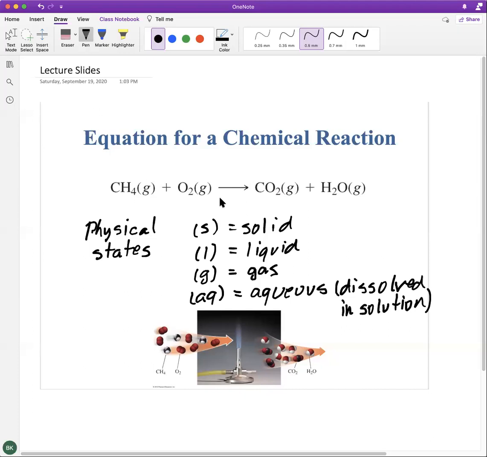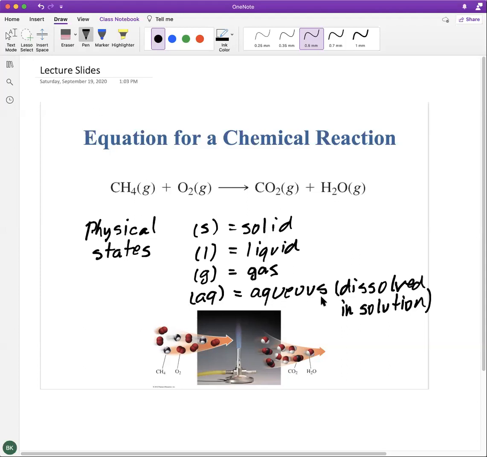In our chemical equation, we're going to indicate what the physical states of the different compounds in our reaction are. We use parentheses around a letter or a series of letters. When the physical state of something is a solid, we indicate it with an S. A liquid, we indicate as an L. A gas, we indicate as a G. And then we have this new one that we haven't seen before.